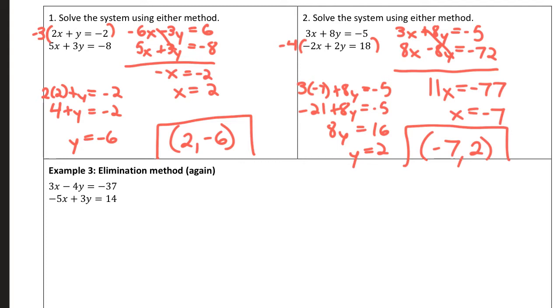In number 2, solving this one, I wanted to get the y's to match up, so I multiplied the bottom equation by negative 4 to get 8y and negative 8y. Those lined up, the y's canceled. I substituted negative 7 into the top equation again. Again, you can substitute in either one. You should get the same solution. So that's the idea, that there's a little bit of wiggle room in choosing how to solve these, but the method is still the same.